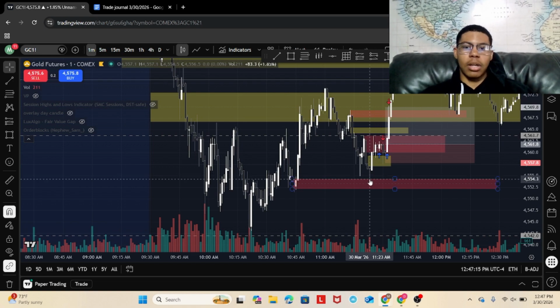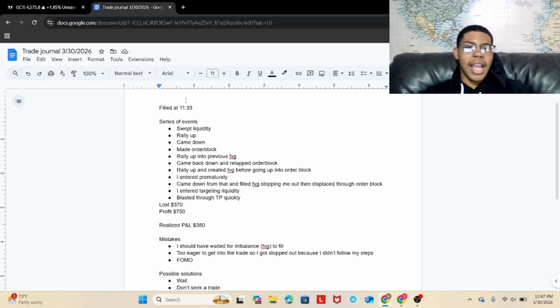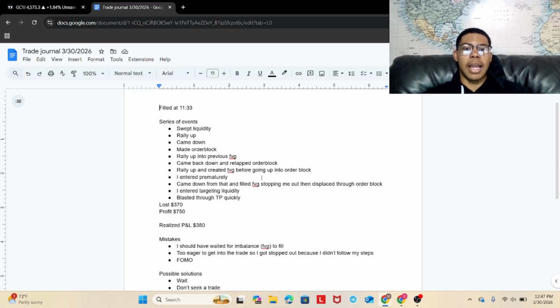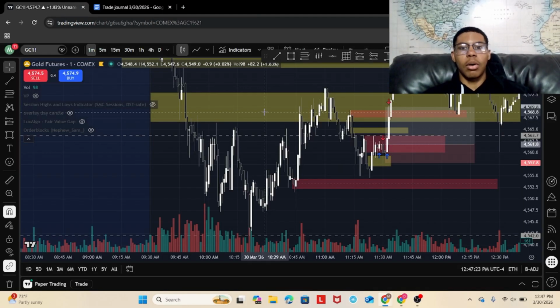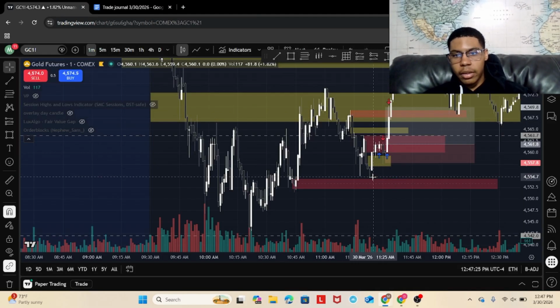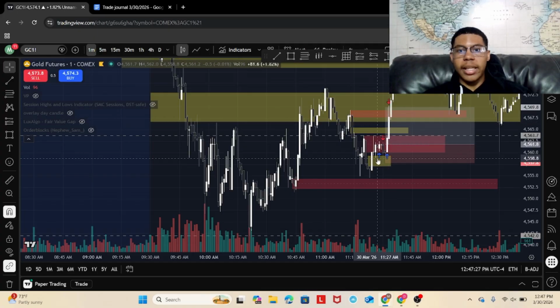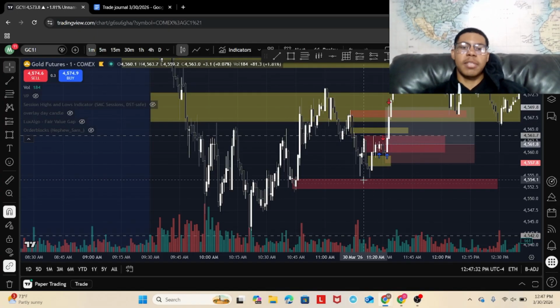I was not being smart because guess what? After we tapped that order block, we rallied up and created a fair value gap before going up into another order block. So we tapped the order block, came up, created an imbalance in this displacement. I don't even know if I want to call it displacement because displacement is telling you the market is going in that direction, which we weren't 100% sure we were going in that direction yet. So I'm going to just call it a small little rally up.